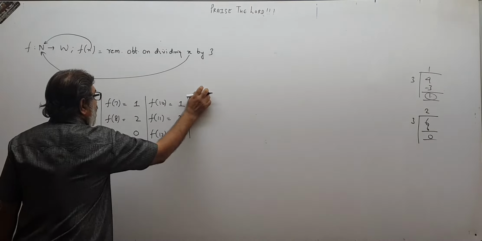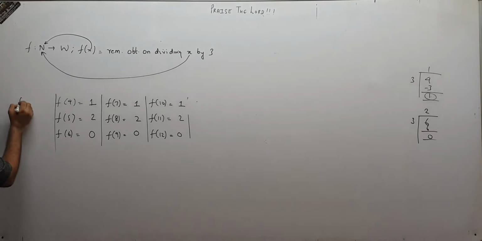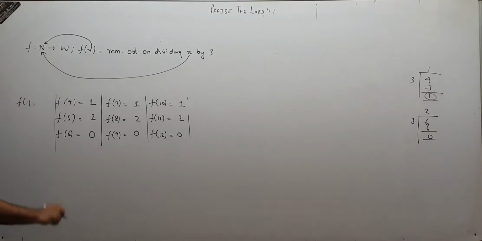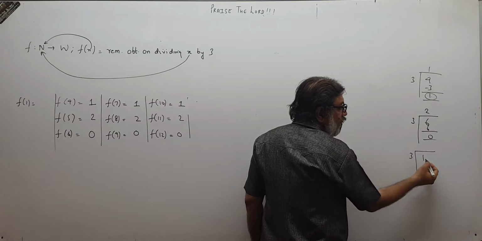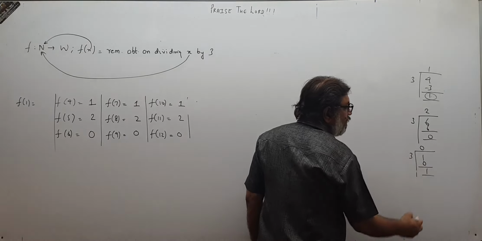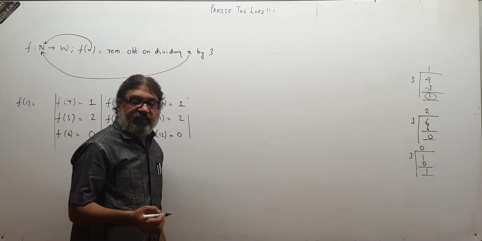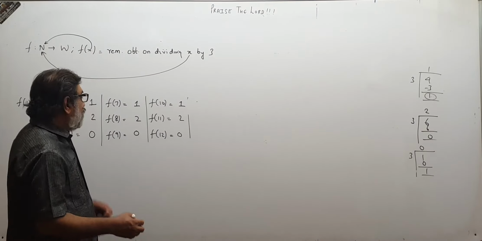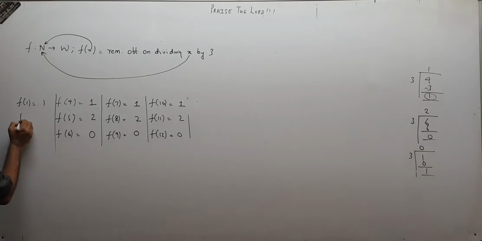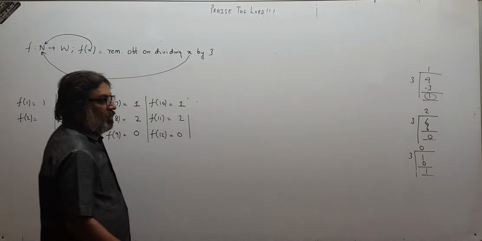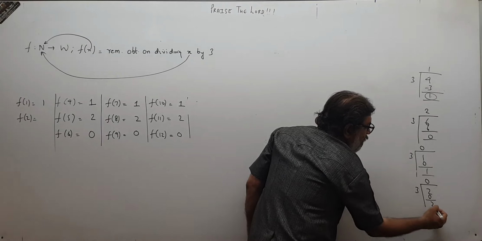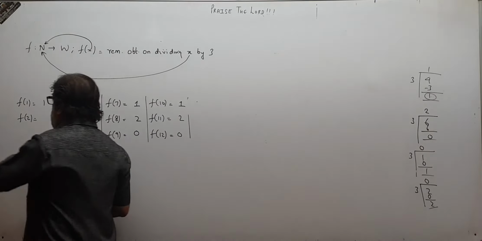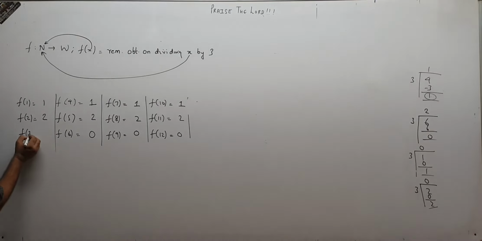What about, right over here, children, what about f1? Because we have to begin from 1. If I divide 1 by 3, what is the remainder? 3 will not go into 1, 3 will go in 1 zero times, so 3 zeros are 0, remainder is 1. f1 is 1. What about f2? Again, divide 2 by 3, 3 will go 0 times, remainder is 2. So f2 will be 2. What about f3? 3 ones are 3, remainder 0. Like this I have found out.